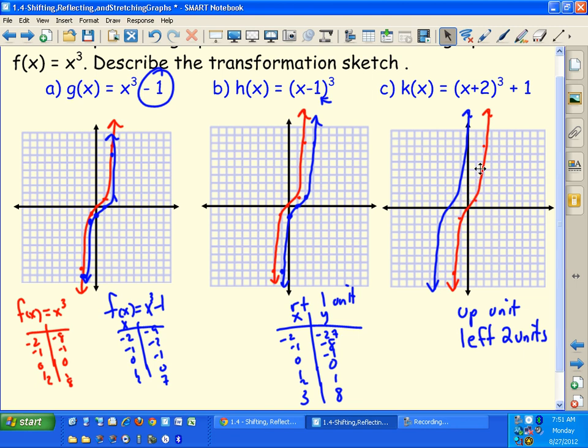And that's basically what the transformations tell us. So we don't have to make the table every time. I'm just trying to show you different ways to look at this.